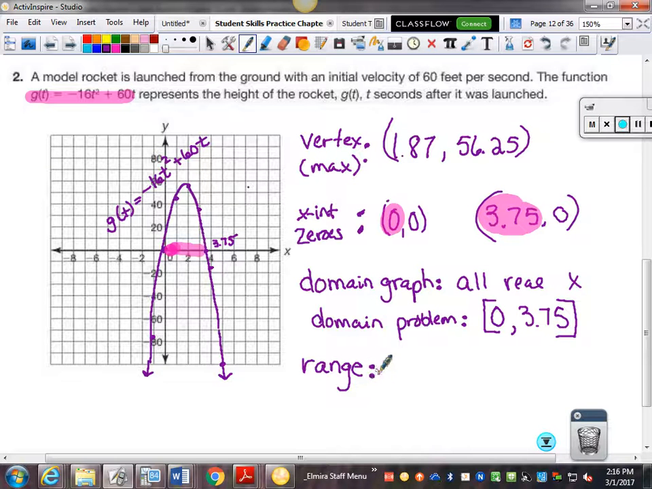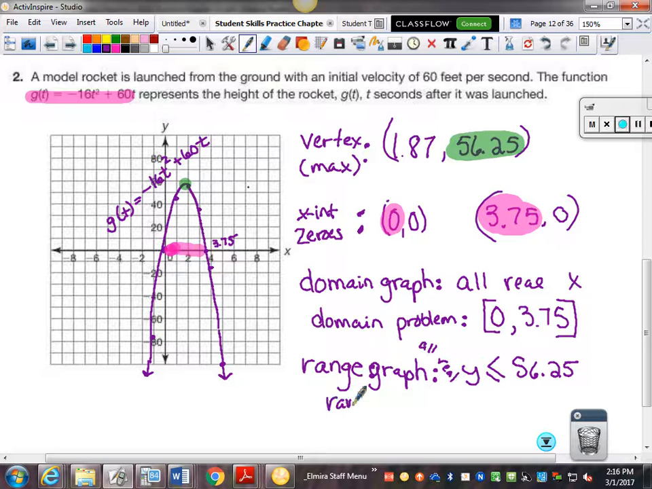Just like before, the range of the graph, I've got to be specific here, is related to my vertex. The y values, ranges are y values, it's related to that. This parabola opens down, so this is y less than or equal to 56.25. I should say all real. However, the range of the problem.